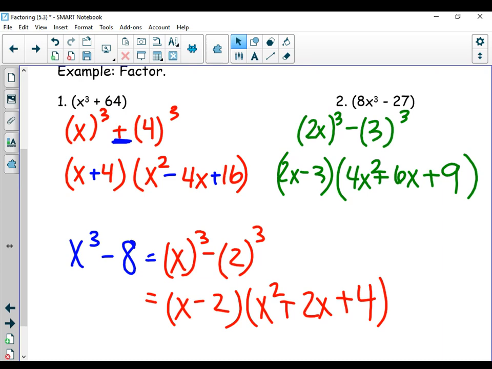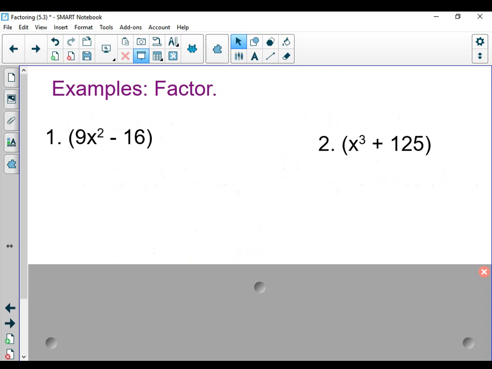So let's look at some more types of factoring. Actually, let's knock those out. Let's try these 2. I know it's not a typo on the first one.